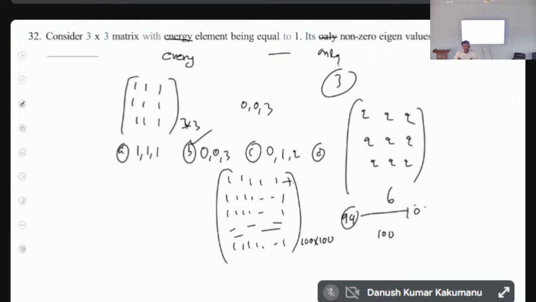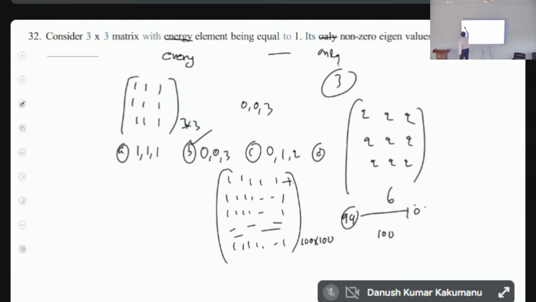If it is a 5 by 5 matrix, understand one more. 5 by 5, all entries are 2. What is the non-zero eigenvalue? You are not responding. 10. The remaining are what? Zero eigenvalues. Remaining means 4. 4 are the zero eigenvalues. Try to understand the logic. Simple logic only, right?